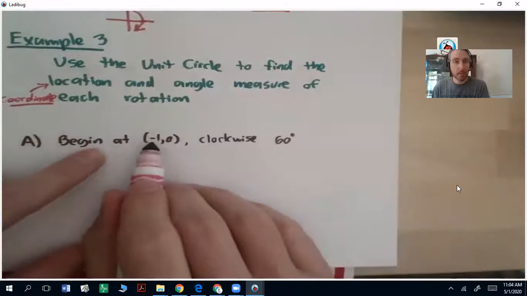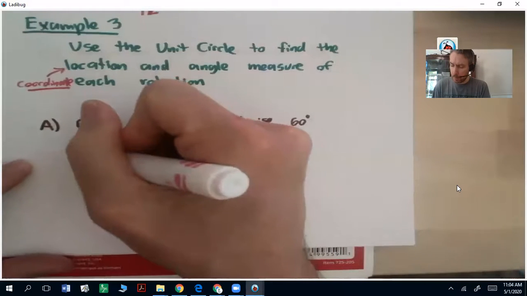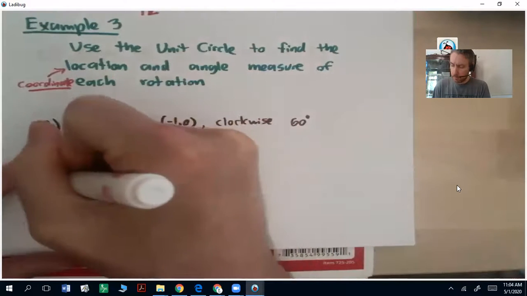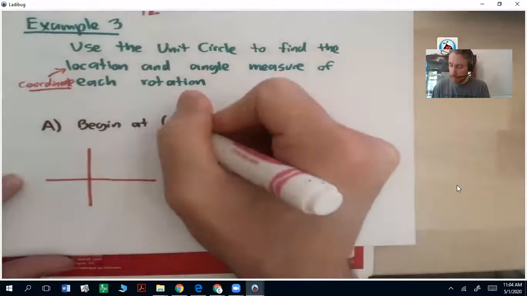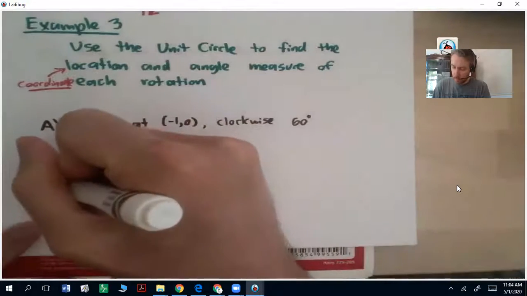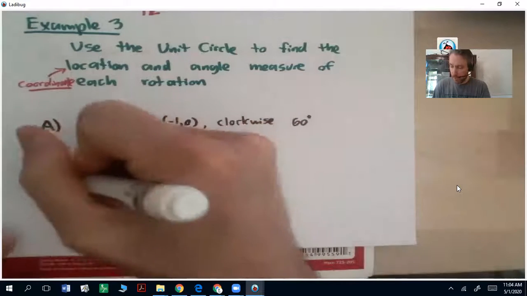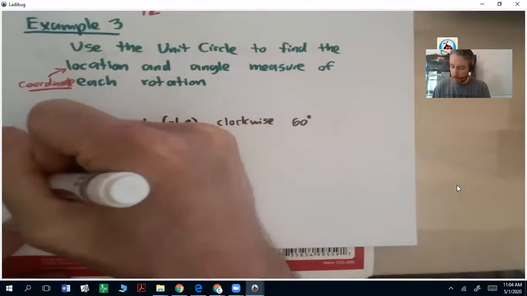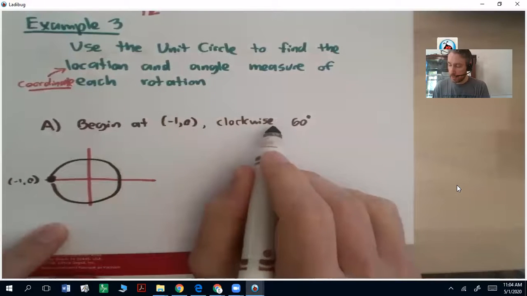So to start with, we're beginning at -1, 0. If you refer to a unit circle, -1, 0 is left 1 and not up or down. So that point should be right here. And let's just draw a little circle here for reference. So -1, 0 is right there. That's your starting point. Now we want to rotate clockwise 60 degrees.